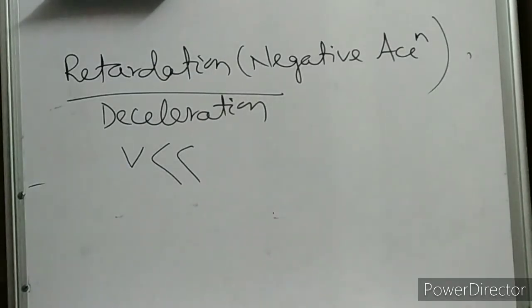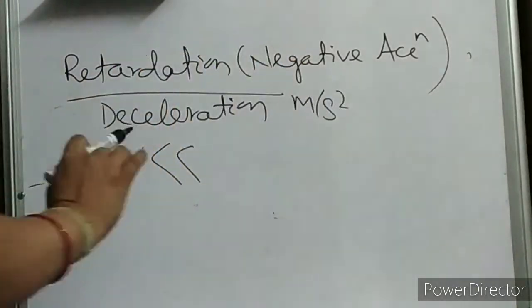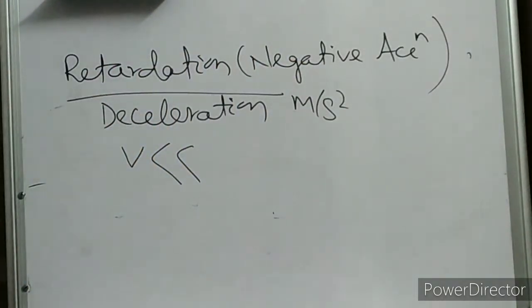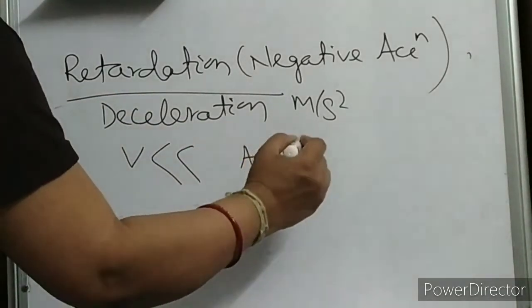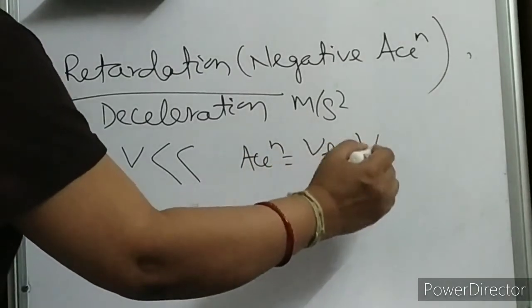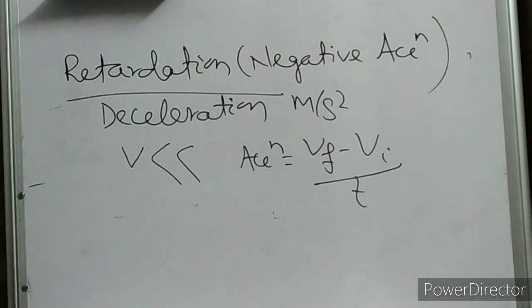So same formula, change in velocity by time taken. Okay, same unit, meter per second square, everything same, but there will be a negative sign. So a negative value of acceleration means velocity of the body is decreasing. Okay, so acceleration is final velocity minus initial velocity divided by time taken.